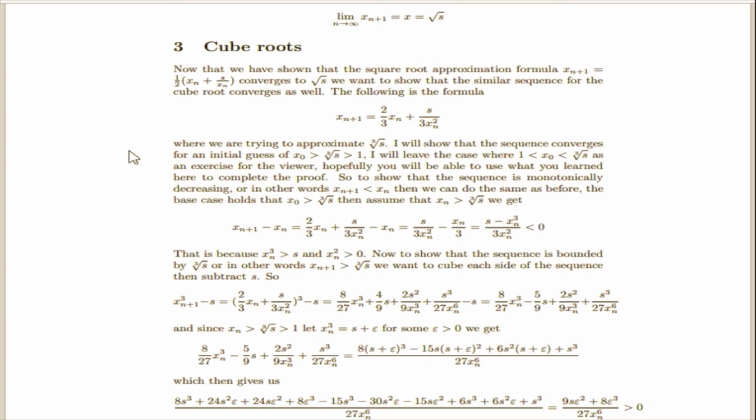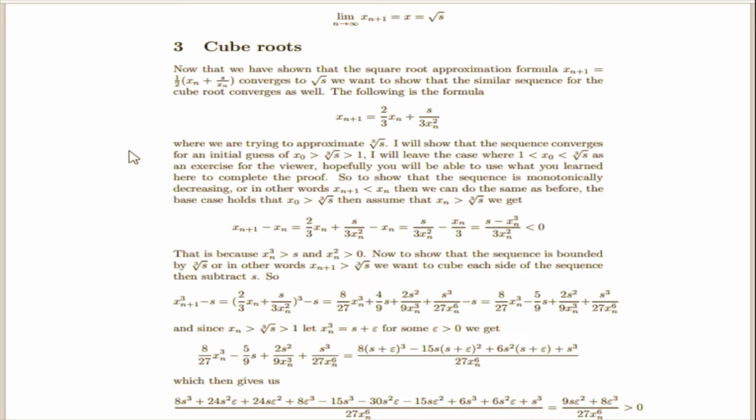I will show that the sequence converges for an initial guess of x naught greater than the cube root of s, which is greater than 1. I will leave the case where 1 is the lower bound and the cube root of s is the upper bound for x naught as an exercise for the viewer. Hopefully you will be able to use what you learned here today to complete the proof.